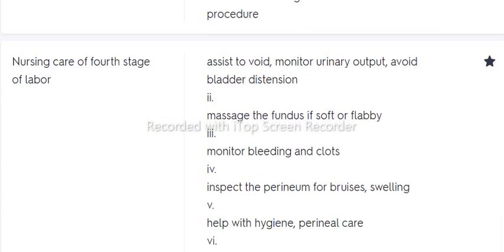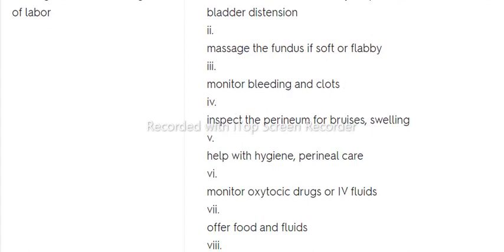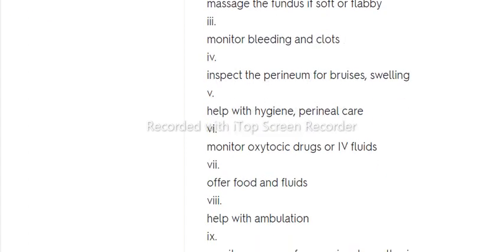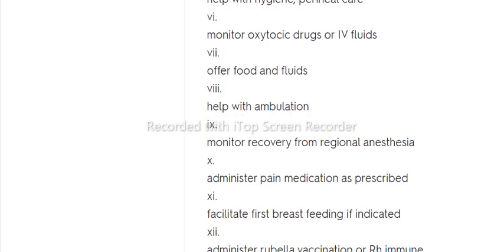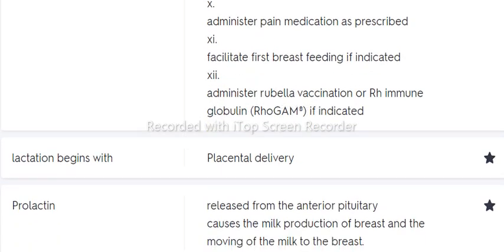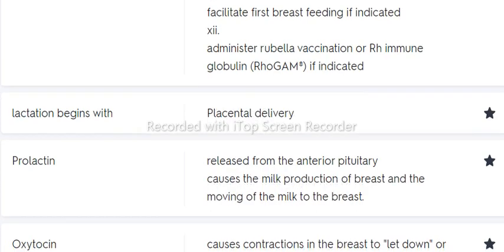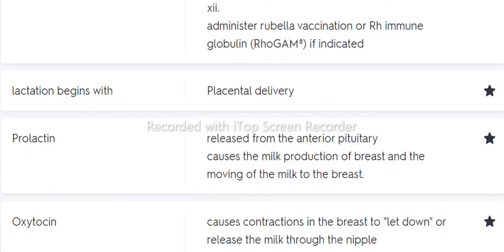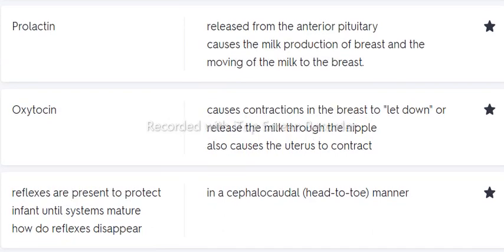Nursing care of fourth stage of labor. Lactation begins with placental delivery. Prolactin, released from the anterior pituitary, causes the milk production of the breast and the moving of the milk to the breast. Oxytocin causes contractions in the breast to let down or release the milk through the nipple, and also causes the uterus to contract.